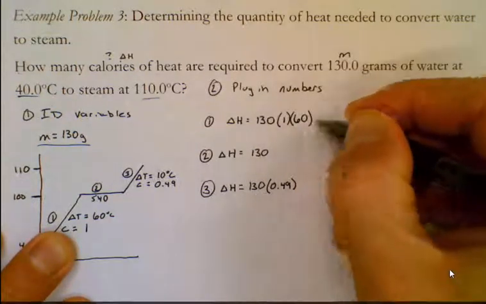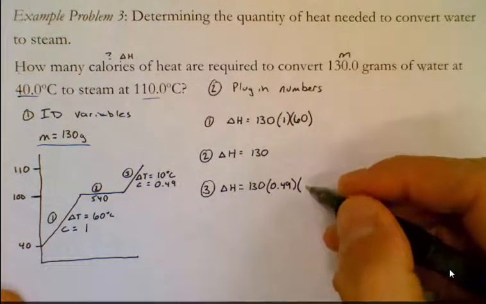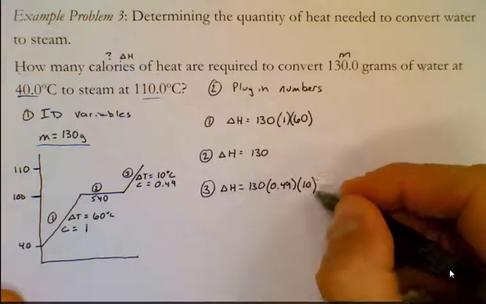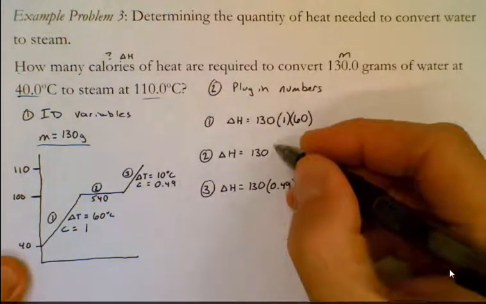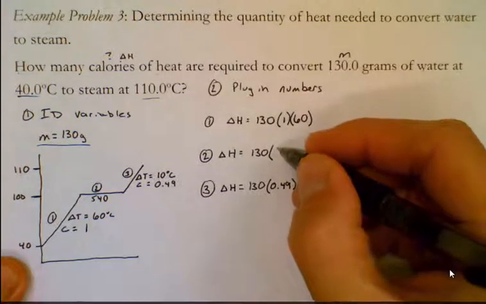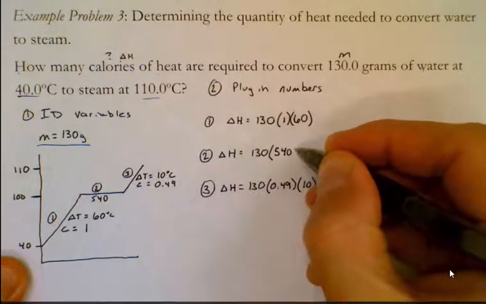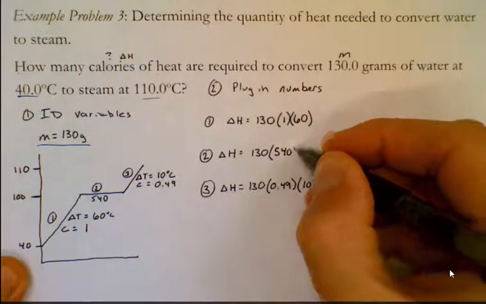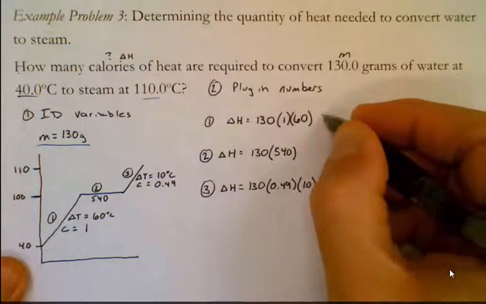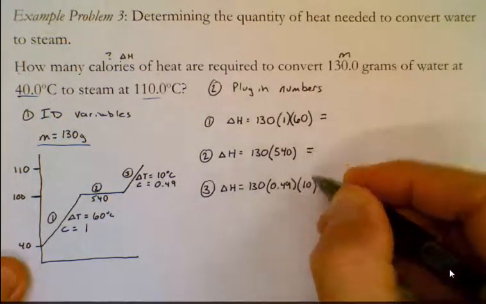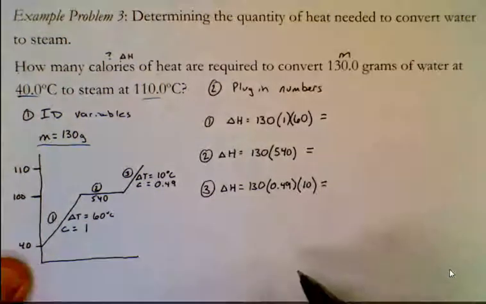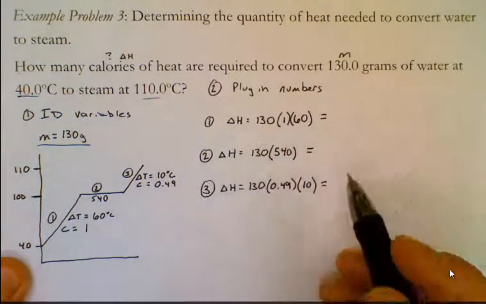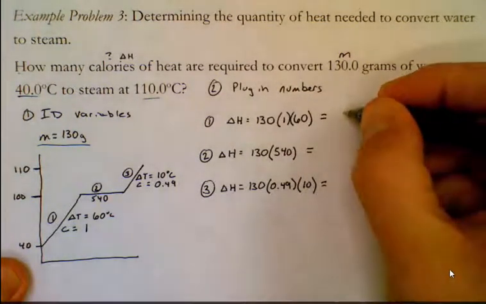For part 1 of our graph, it's 60. For part 3 of our graph, it's 10. For part 2 of our graph, we need to multiply by the heat of vaporization value, which is 540 calories per gram of that substance. Because this is a flat part of our graph, there's no way we can do a delta T, which is why we don't have delta T involved in section 2 of our graph. Then you're just going to multiply these numbers to get an initial value for each part of your graph.